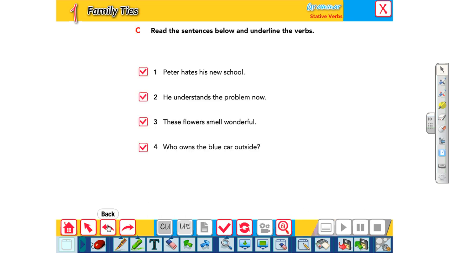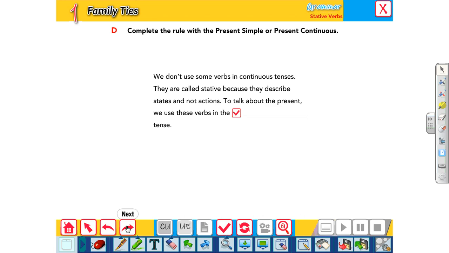Now let's go back to the exercises. Exercise D. Complete the rule with the word present simple or the word present continuous. We don't use some verbs in continuous tenses. They are called stative because they describe states and not actions. To talk about the present, we use these verbs in the simple.